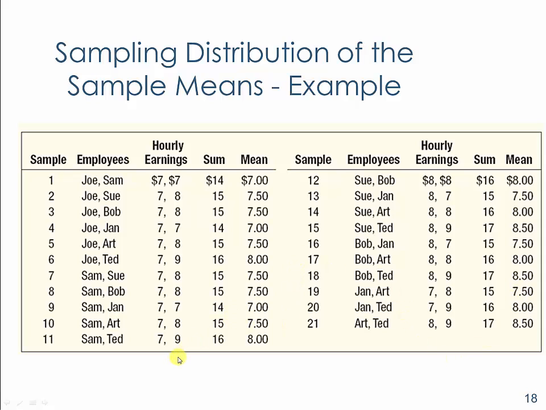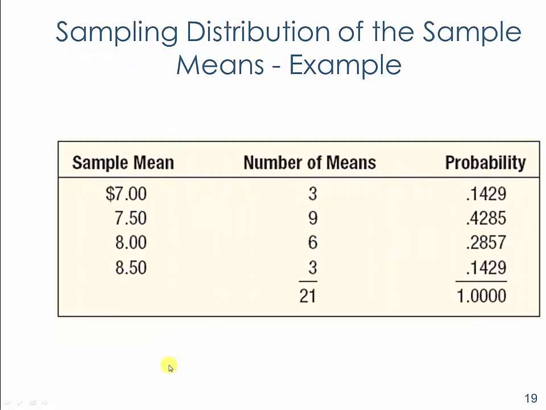These 21 sample means are used to construct a probability distribution. Here's our distribution. So the sample mean of 7 occurred 3 times, so the probability is 0.14, or 14.29%, and so on down the list for each of these. The next thing that we do is we determine the mean of the sampling distribution of the sample mean by summing the sample means and dividing by the number of samples.